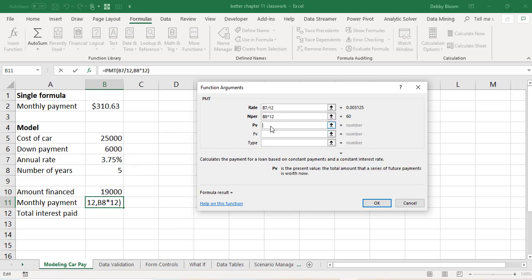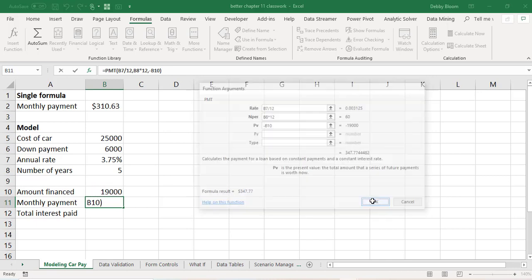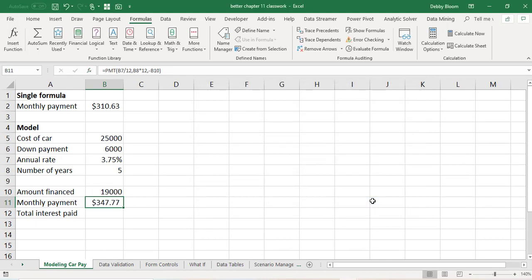And then in PV, I'm going to type a negative sign. That negative sign is necessary because otherwise the payment comes out negative, because if you borrow $19,000, you'd have to make payments of $350 a month. So negative, and I'm going to click on the amount financed, cell B10, and notice I still get my $347.77 a month. So I'm going to click OK. Now I'll show you the benefits of the modeling once we calculate the total interest paid.